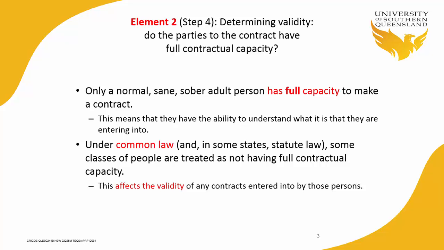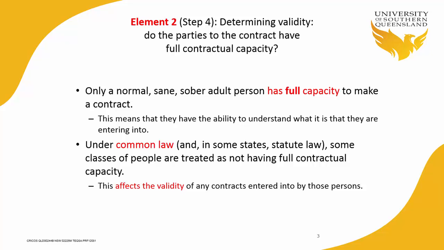Again, this means someone who has capacity to contract is someone who has the ability to understand what they are entering into. Okay, that's the key point. Once you have this ability to understand, then we can talk about the ability to enter into an agreement, for example, or to have an intention to create a legally binding relationship. So this is why it's important to make sure that you have this full capacity to contract. Then some classes of people, as we said, are treated as not having this ability to understand fully what it is they are entering into.